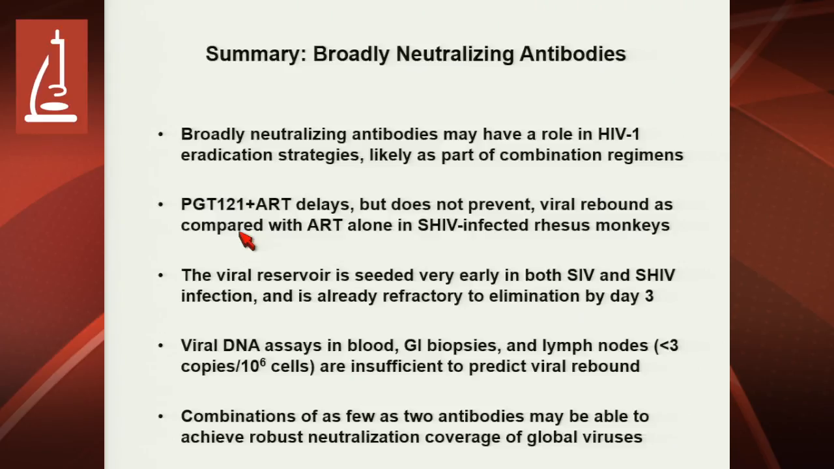PGT121 plus ART delays but does not prevent viral rebound as compared with ART alone in SIV-infected rhesus monkeys. The viral reservoir is seeded very early in SIV infection and appears already refractory to elimination by day 3. The viral DNA assays, as I discussed, appear to be insufficient to predict viral rebound, and combinations of as few as 2 antibodies might be able to achieve robust neutralization coverage of global viruses.